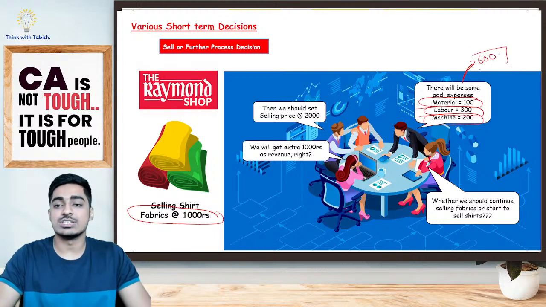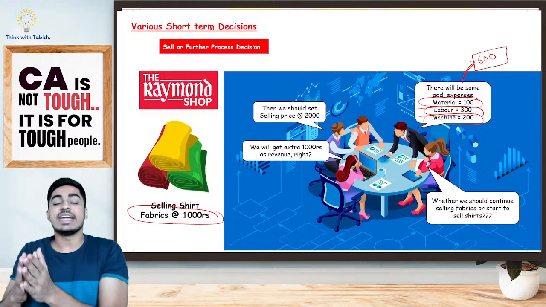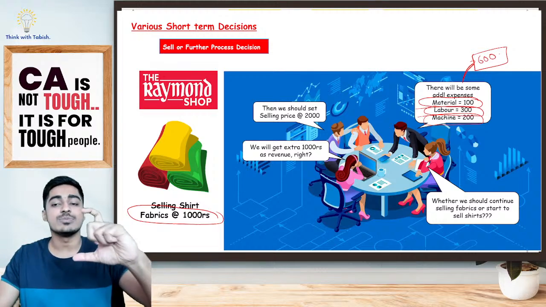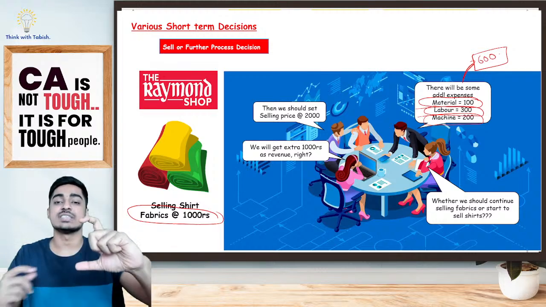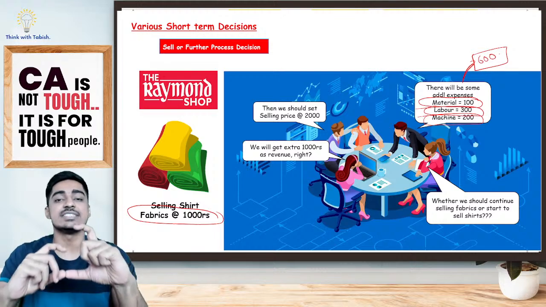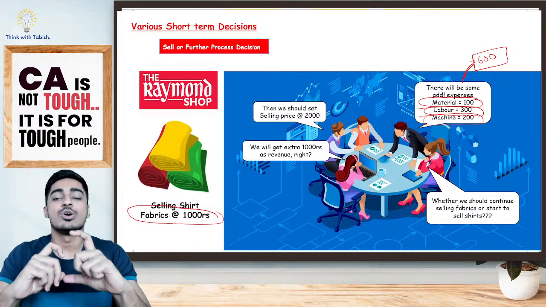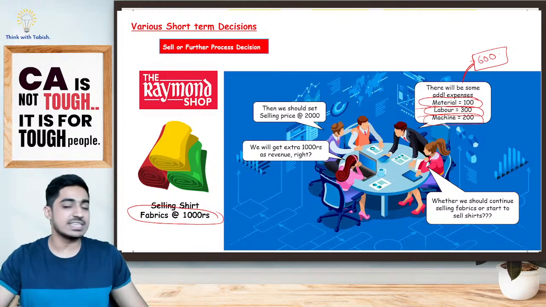So what is going to happen? If we further process, additional revenue we get is 1,000 rupees. If we further process, additional cost we will be incurring is 600 rupees. So what is the decision, students? Should we further process or should we not? What is the decision? Tell me in the comment section.